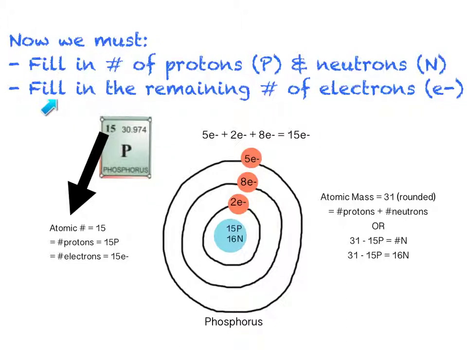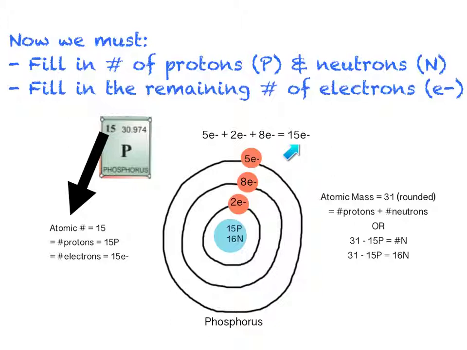So to do this, we look at phosphorus's atomic number. We know that the atomic number equals the number of protons, that we put here. It equals the number of electrons that we're going to fill in here. We do this with simple math. 5 electrons in the outermost shell plus 2 in the innermost shell plus something equals a total of 15 electrons. Simple math, 5 plus 2 plus 8 electrons that we fill in here equal a total of 15 electrons.